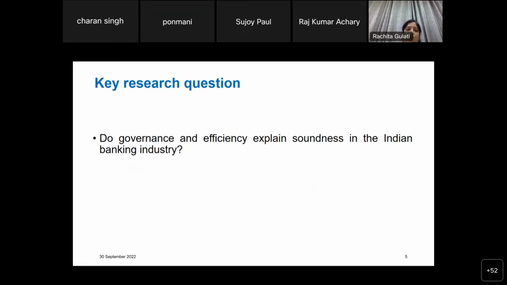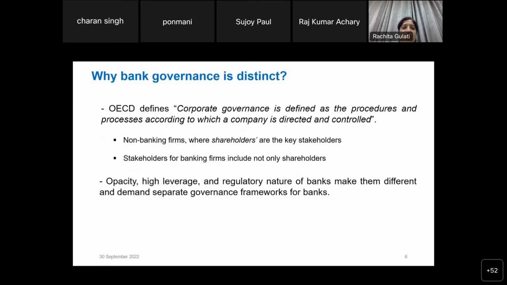Before I move on to discuss how we have addressed this issue of developing a nexus between governance, efficiency and soundness, I would like to put forward some insights on why bank governance is distinct from the governance practices adopted in non-financial firms. The groundwork for governance in banks was recently put forward by the Basel Committee on Banking Supervision in its report covering the corporate governance principles for banks.